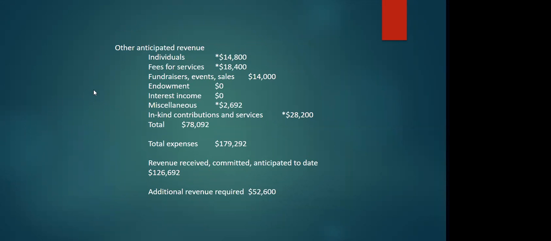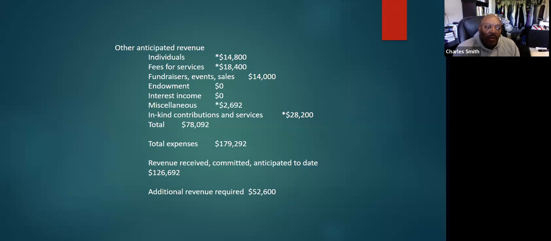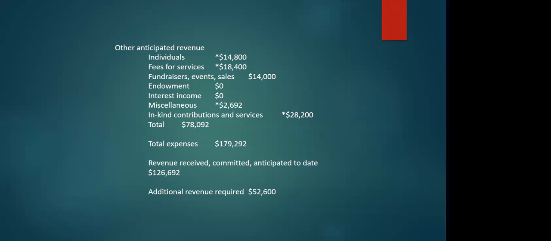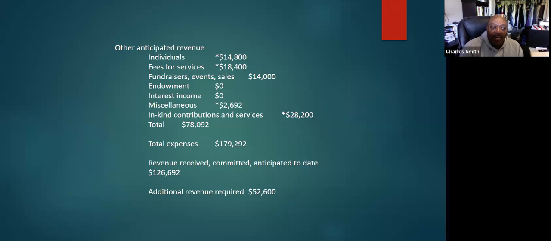But that's not all. Look at this group. Other anticipated revenue, individuals, fees for service, funders, events, sales, endowments, interest income, miscellaneous, in-kind contribution and services. See that? In-kind contribution. Somebody's doing something free. But look how they've been able to quantify it in terms of $28,000. See how good it looks in the budget? It sure does.